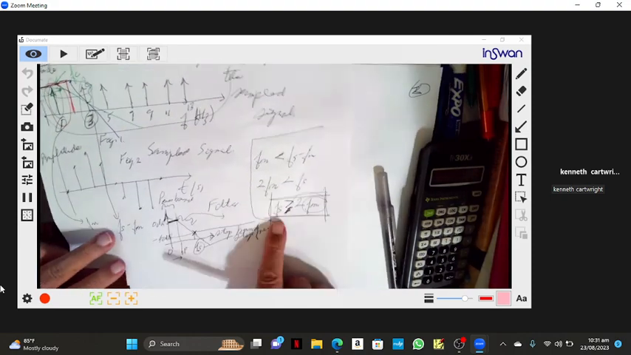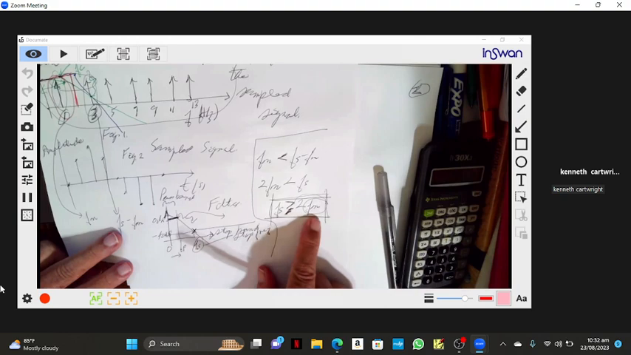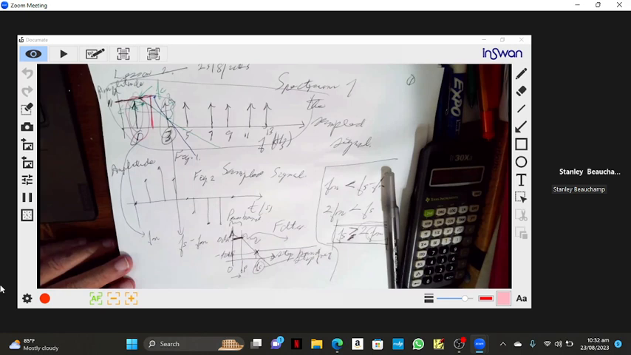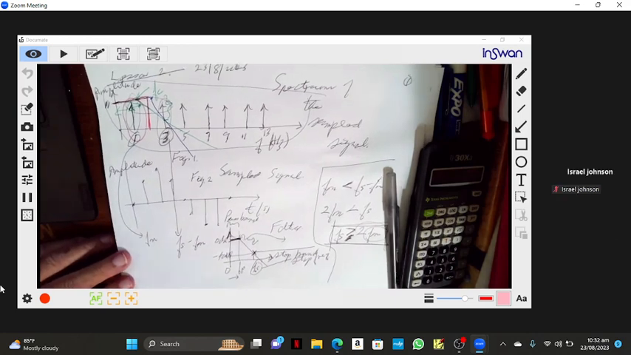The sampling frequency must be greater than twice FM. What is FM? FM is 1,000 hertz. So what is the lowest FS I can have? The lowest would have to be either 2,000 or 3,000, something like that. No, the lowest is 2,000. It has to be greater than 2,000. It could be any value greater than 2,000. That's what this equation means.